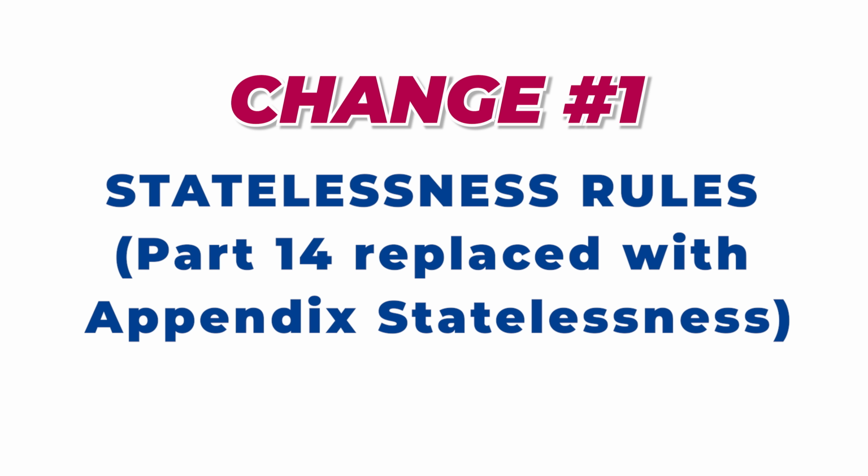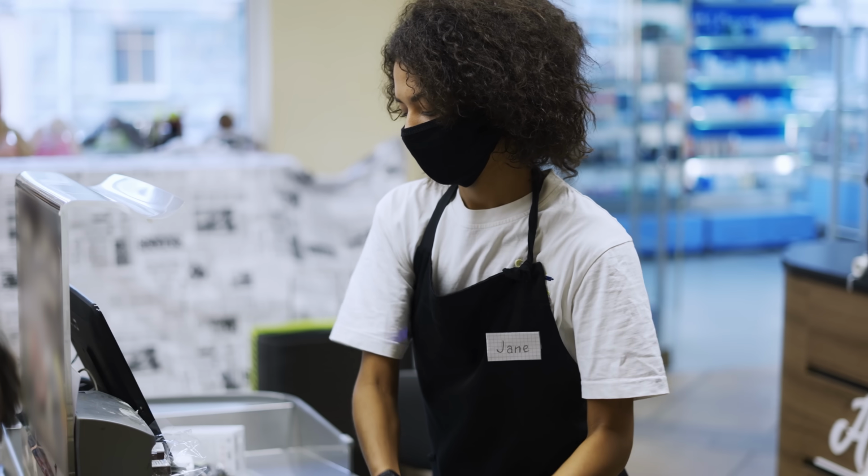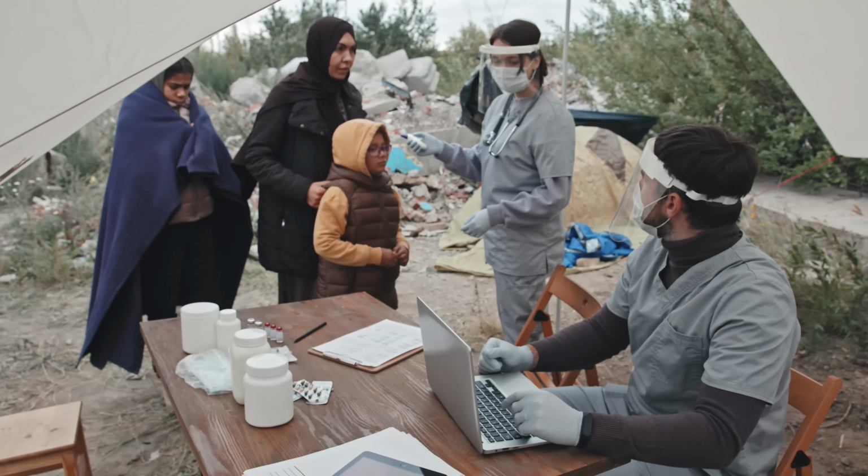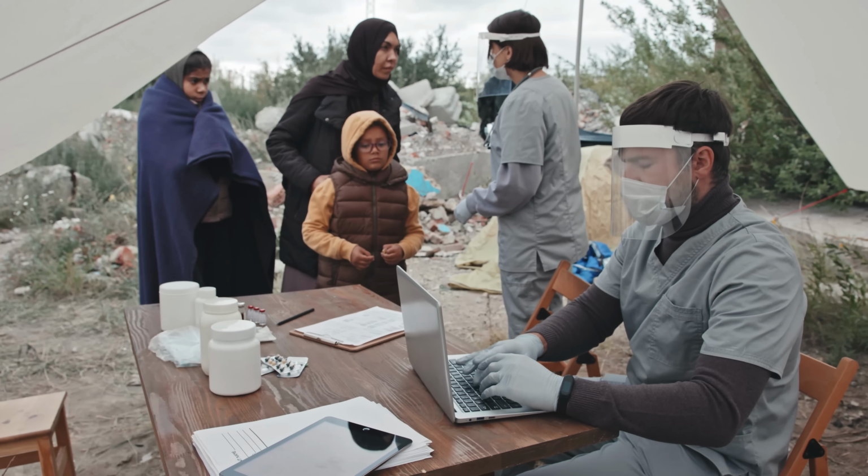Now, the first one is the changes that they brought to the statelessness rule. Okay, so back in the old rule, we had what we call part 14 of the immigration rules, and this referred to people that were stateless. When we say somebody is stateless, we mean somebody that is not a citizen of any country, right? They don't have a passport of any country, they cannot vote in any country, right?